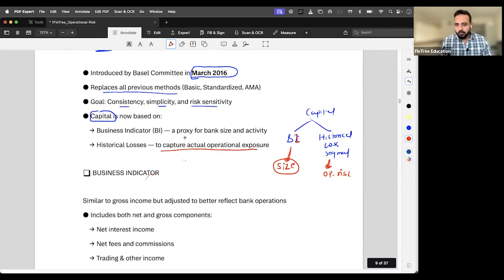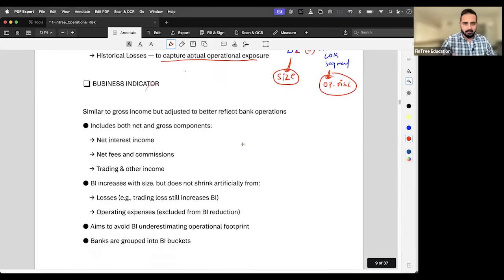So hopefully you got a good perspective of the BI proxy, which is a size proxy, and historical loss. Now your total capital will be... And here's good news for you. You don't have to do the calculations. You just need to know the logic. Okay, so your total capital will be capital that's coming from the BI risk and the capital that's coming from historical loss exposure. Okay, now let's focus on the BI part.